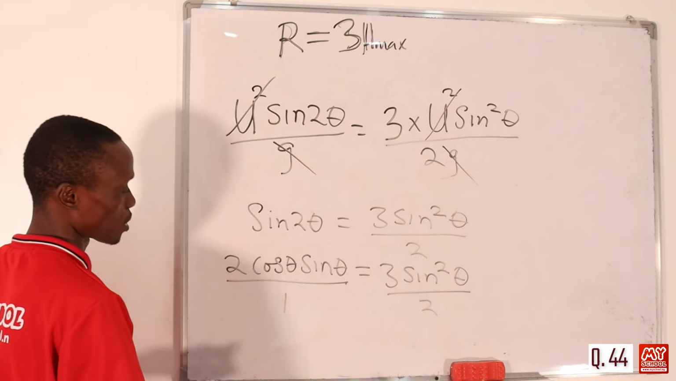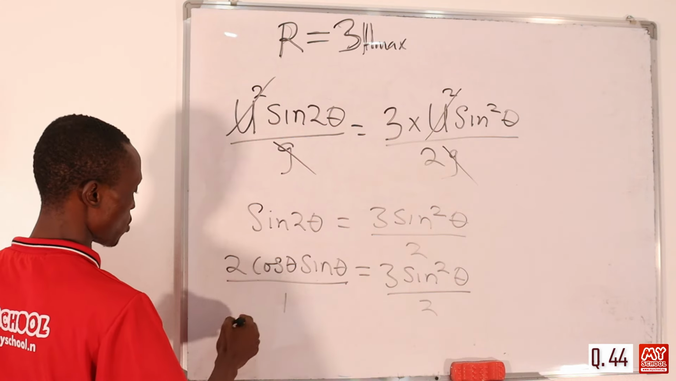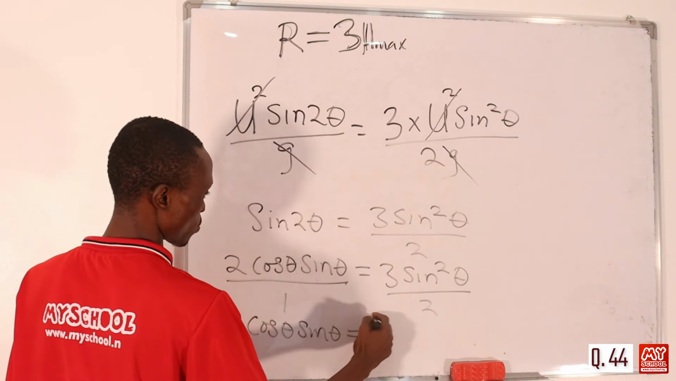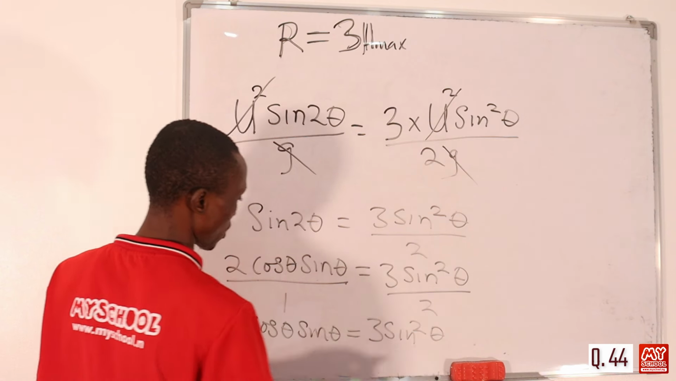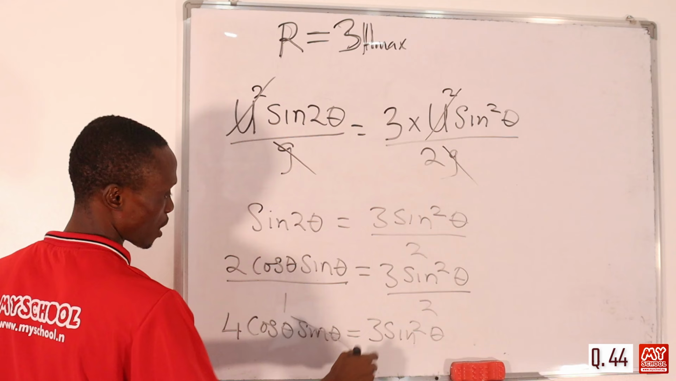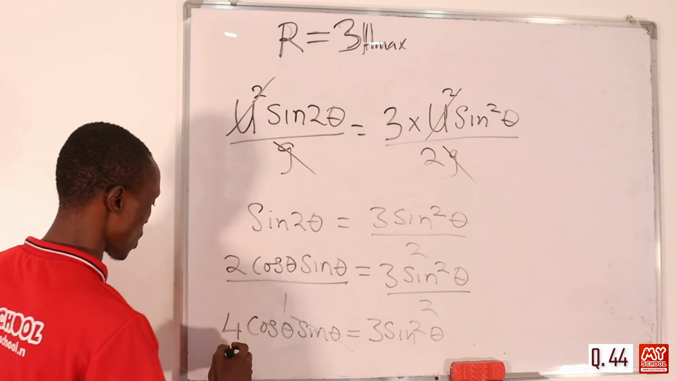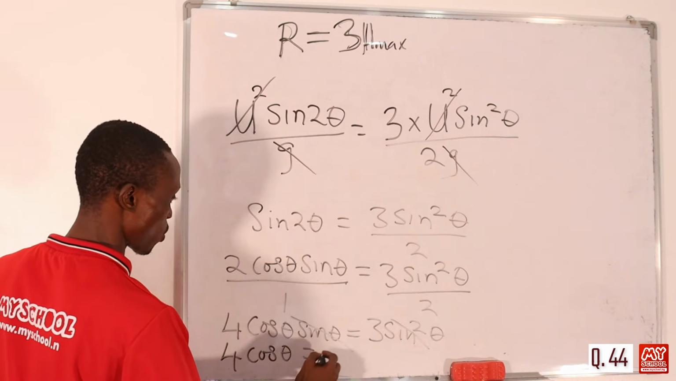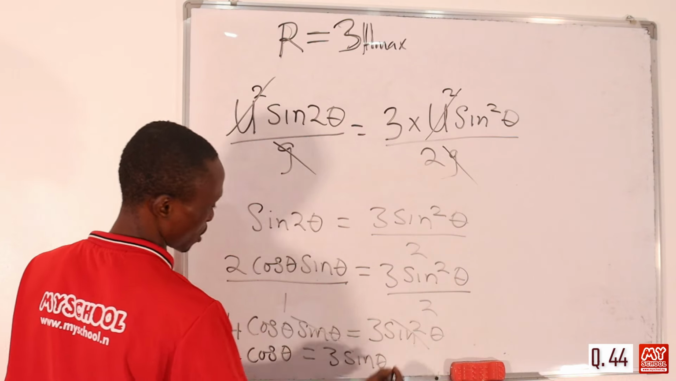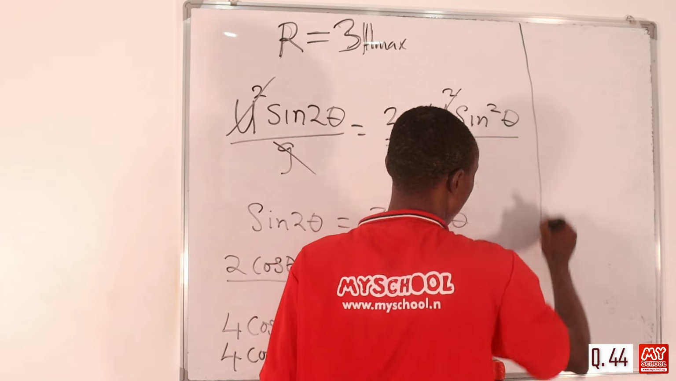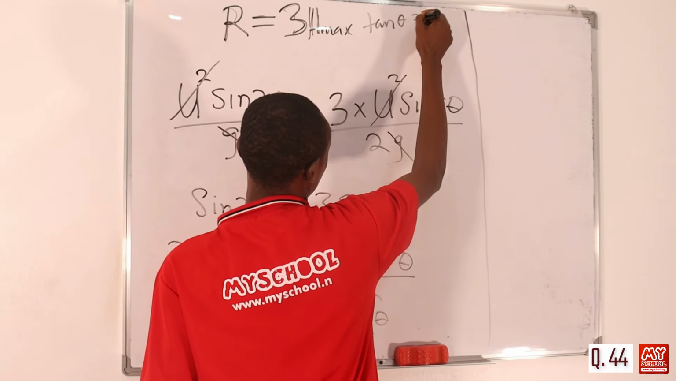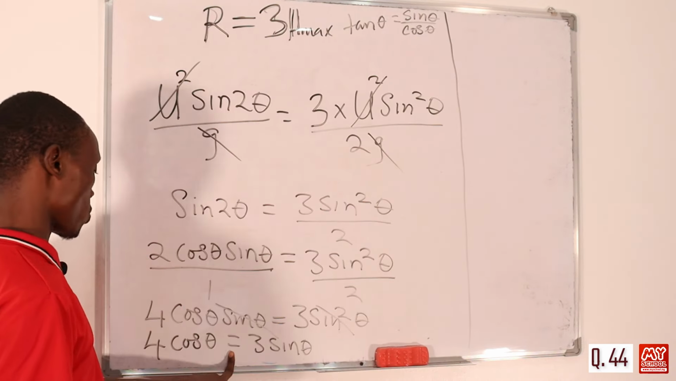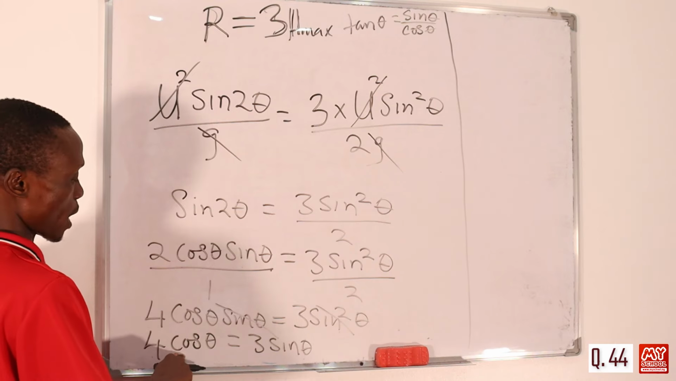Of course, this is also over 1, so we can now cross multiply. If we cross multiply, we have 4 cos theta sine theta equal to 3 sine squared theta. So we can remove 1 sine theta from both sides, and here we'll have 4 cos theta equal to 3 sine theta. Now remember that tan theta is equal to sine theta all over cos theta. So in order to achieve that, we'll have to divide both sides by cos theta.